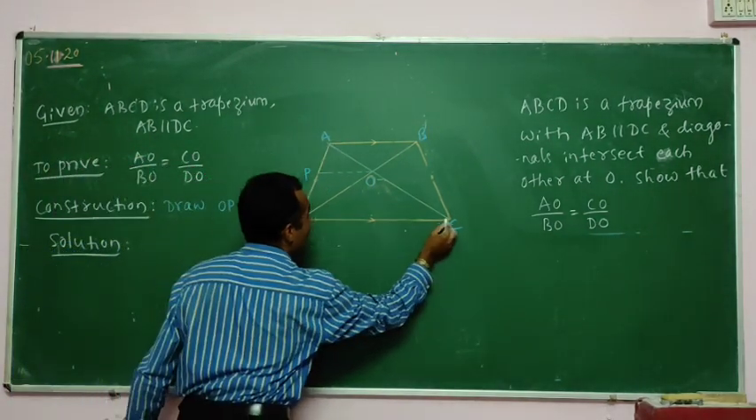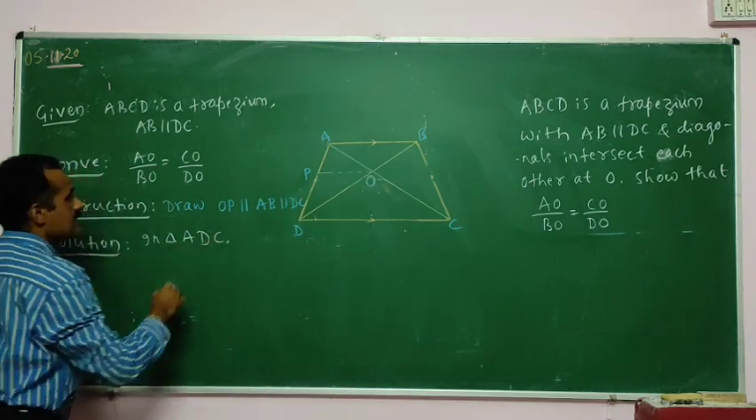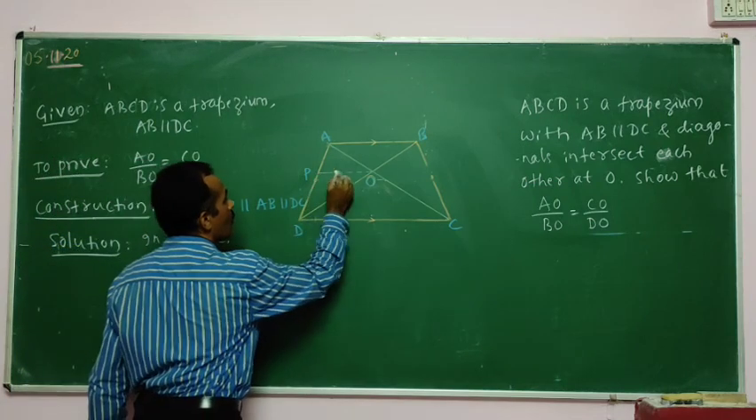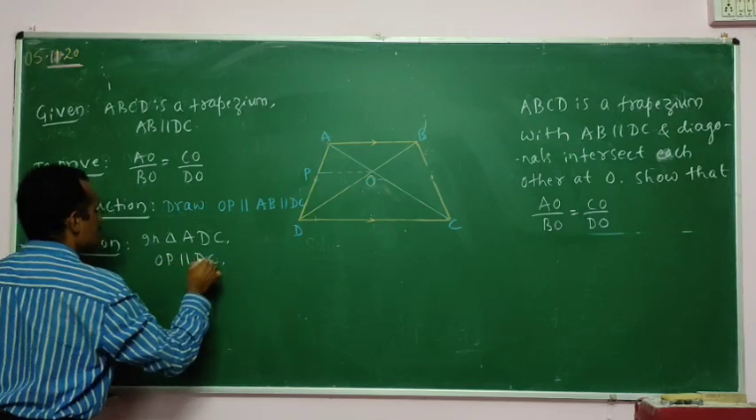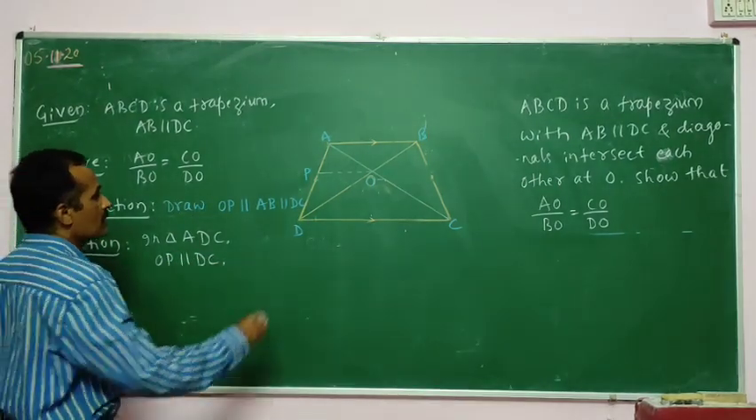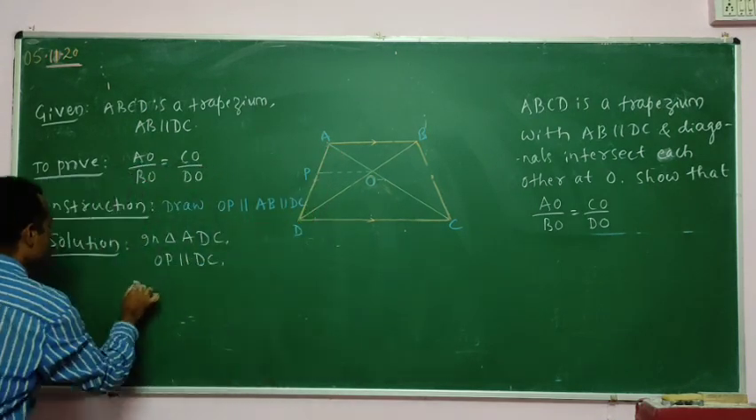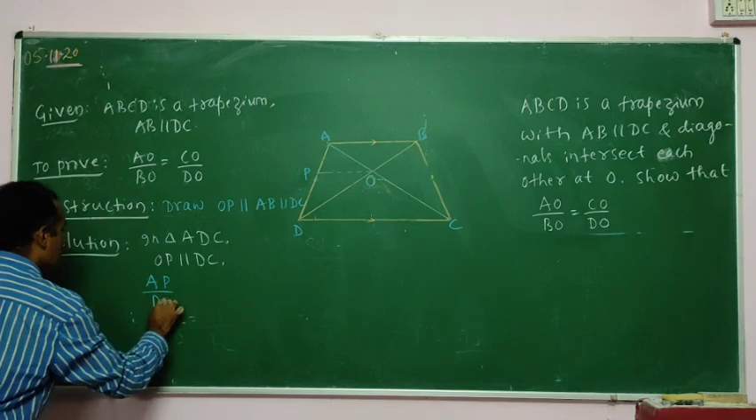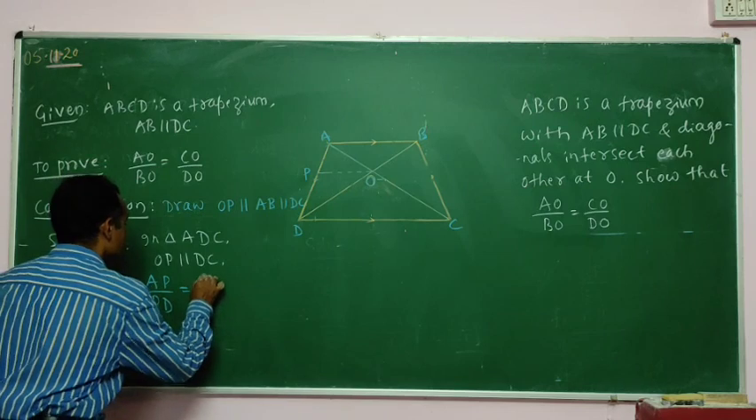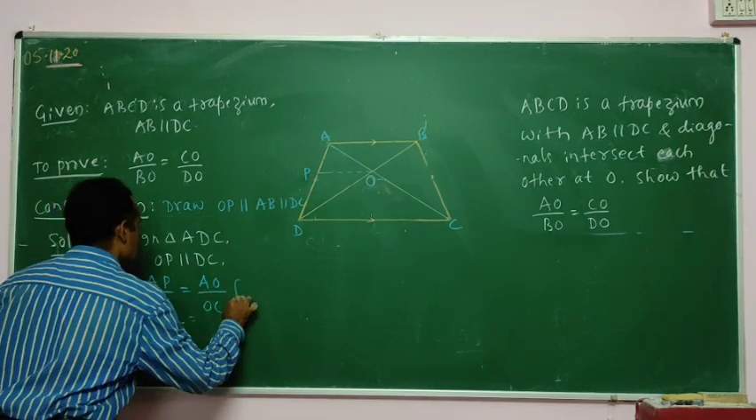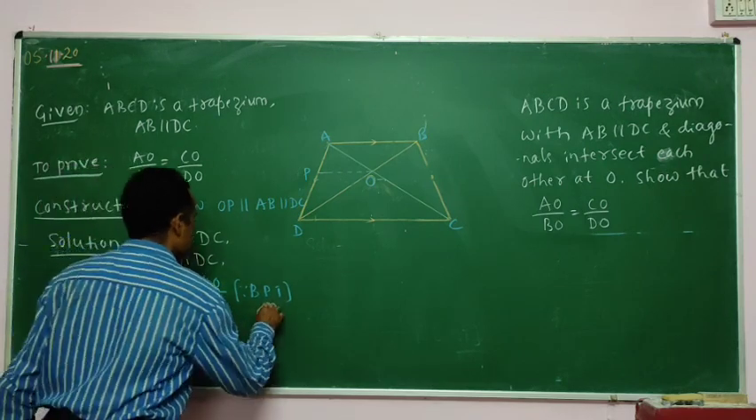ओके, क्या करें? First I will take this triangle ADC. In triangle ADC, OP is parallel to BC. Come on, BPT अप्लाई करो। ये दोनों आपस में पैरेलल है, मतलब AP by PD is equals to AO by OC. This is because of basic proportionality theorem. Call it as equation 1.